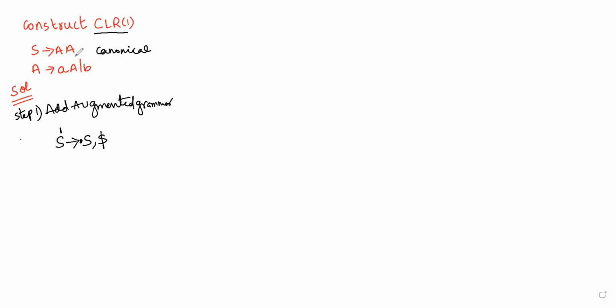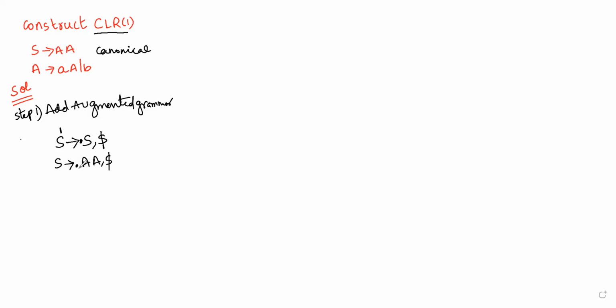So in the given production, what's the value of S? In the given production, the value of S is AA. So again you need to add a dot. Now what is the value of this one? What is the first of this dollar? So for this S, we write S tends to dot AA. Okay, now what about this dollar? First of dollar is dollar, just you write comma dollar.